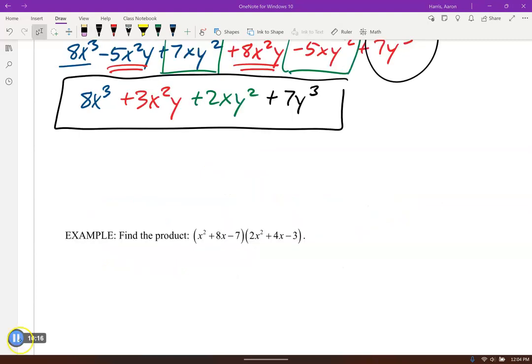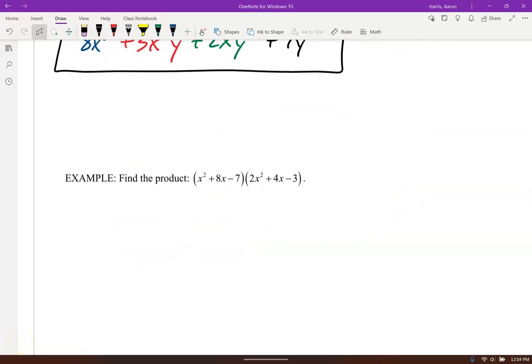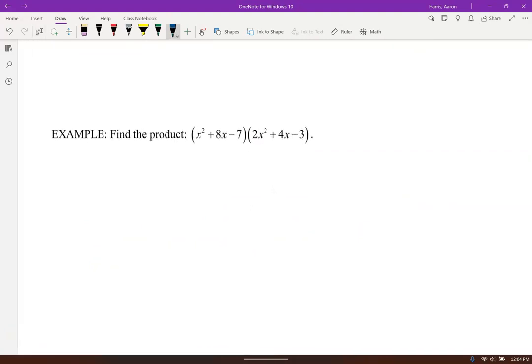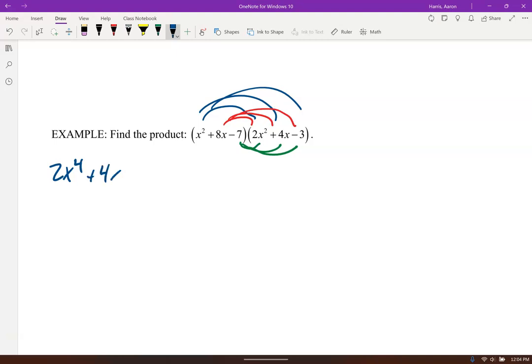So we've got a trinomial times another trinomial for the next one. What we're going to do is take the x squared through first. Then I'm going to take the 8x through. And then I'm going to take the minus 7 through. So let's go first the blue. X squared times 2x squared, I got 2x to the fourth. X squared times 4x, I got 4x to the third. X squared times minus 3, negative 3x squared.